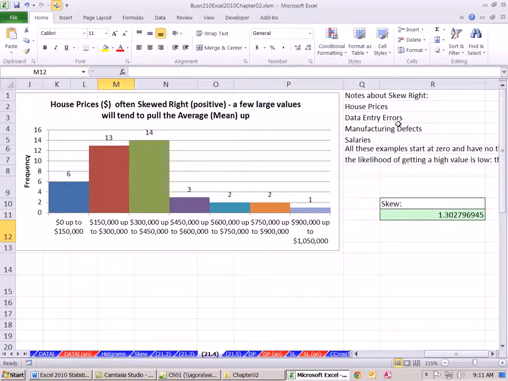Data entry errors, manufacturing defects. So imagine defect 0, 1, 2, 3. Most of the counts are going to be in the 0, 1, 2, 3. In a manufacturing process, when you're looking at a particular product, or a particular person in data entry errors for an invoice or something, there's probably not going to be 10 or 20, right? That's another example of a skew that's to the right.